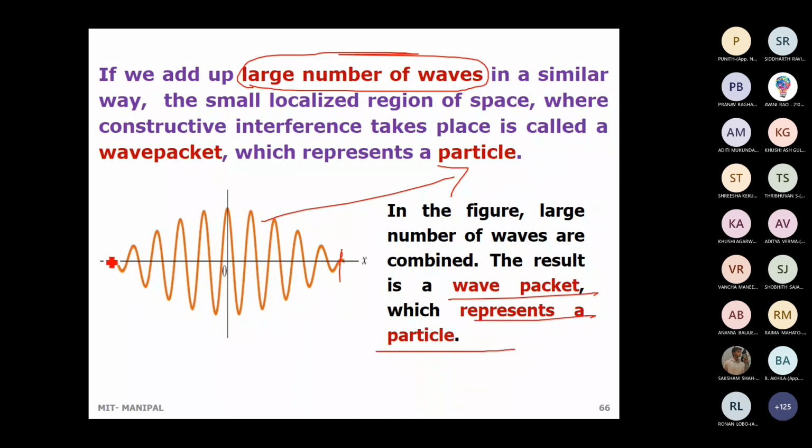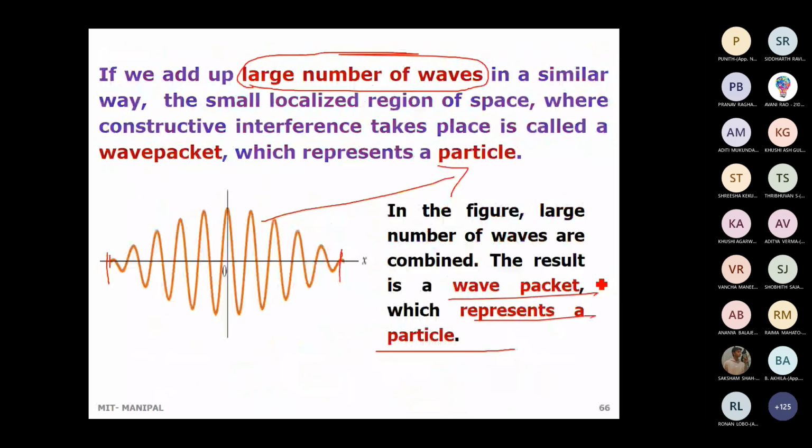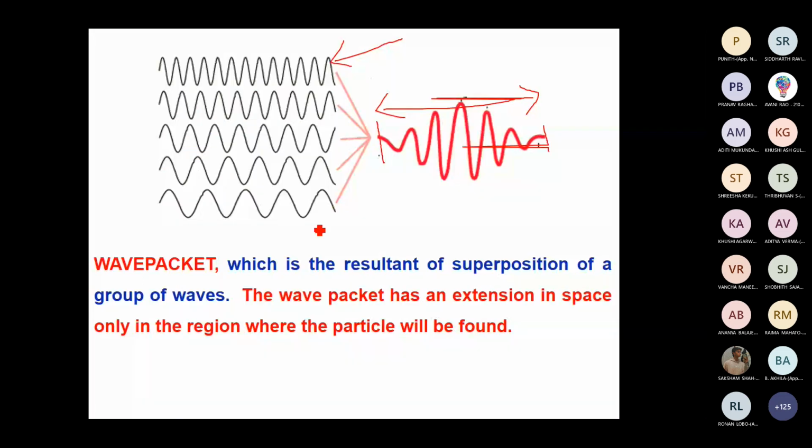If you take an infinitely long wave, I can't say where the particle is present. That's the unlocalized nature. So both features can be put together using the concept of the wave packet, using the quantum model. This wave packet was built by adding waves of slightly varying frequency but of the same amplitude. The wave packet extends in space only in the region where the particle will be found. If the wave packet is not there, the particle is not present. Only in the region where the particle is found will you have the wave packet.